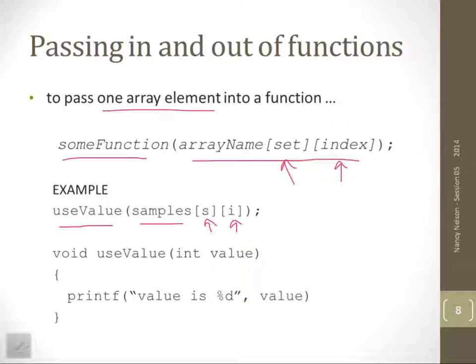There's the name of my array and my 2 indices, and now it's going to have access to the value that's stored in that element of the array. The function itself would look like this. Because my array samples has integers, the function is going to expect to get one integer value, and I'm going to call it value, and then I'm going to print "value is" with %d because it's an integer, and then I'm going to print out the element that I passed in.